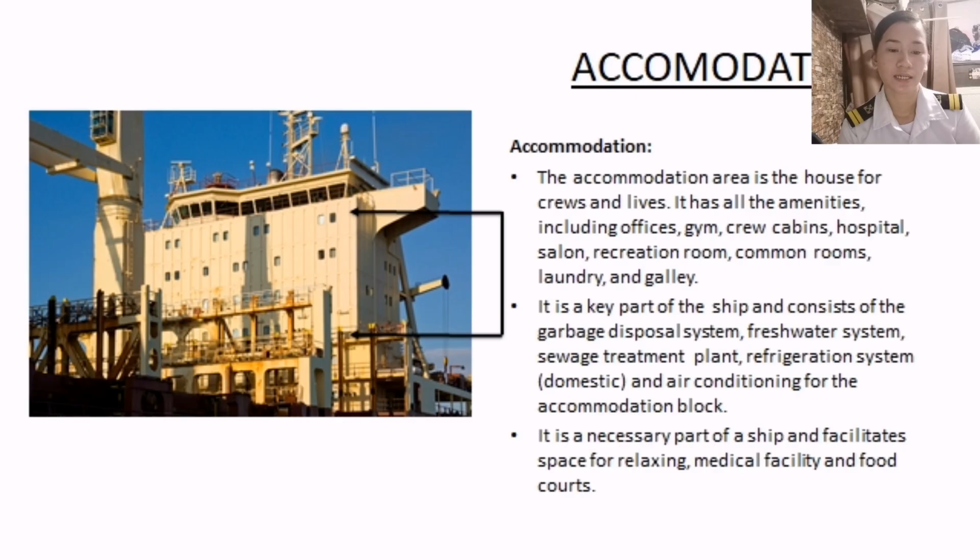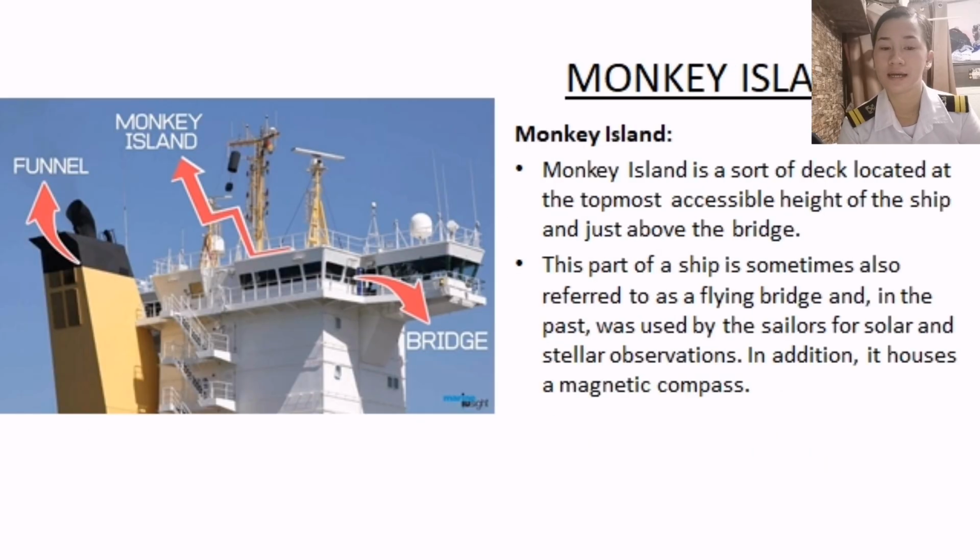Okay, so next is we have our Monkey Island. So kaning Monkey Island class, mao na siya ang space above the bridge. Okay, so it is a sort of deck located at the topmost accessible height of the ship and just above the bridge, no. So ma-access na ang Monkey Island class, it's because naarab na siya hagdanan padulong sa Monkey Island. So this part of the ship is sometimes also referred to as a flying bridge, and in the past was used by the sailors for solar and stellar observation.